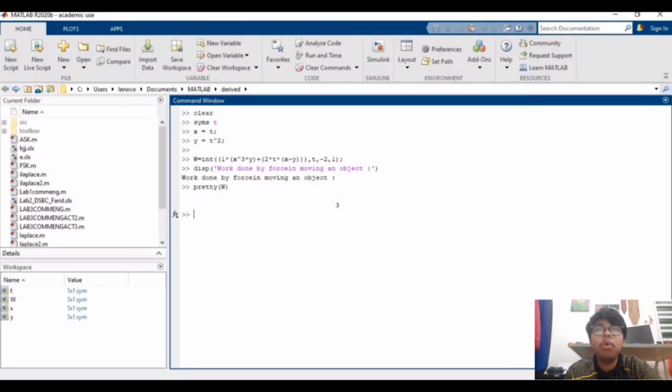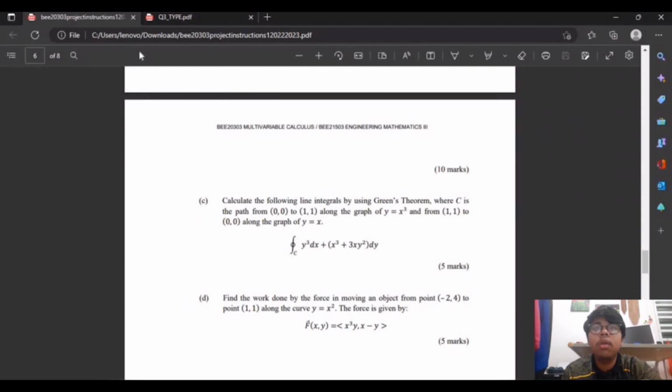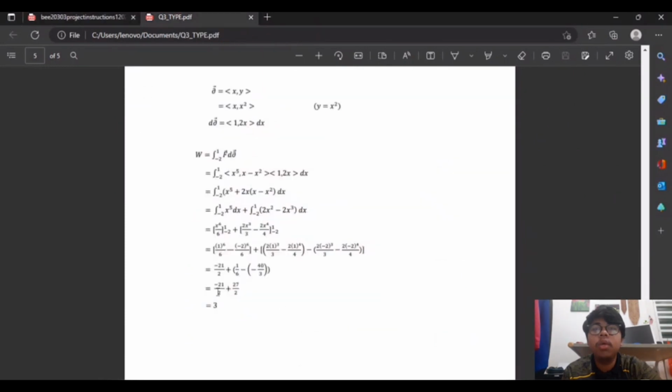This question is also quite simple. We just need to put all the information given into the software and the coding, where we display the work done by the force in moving an object. The answer that we get in the software is 3. It is the same answer that we get in the manual calculation, which is 3.